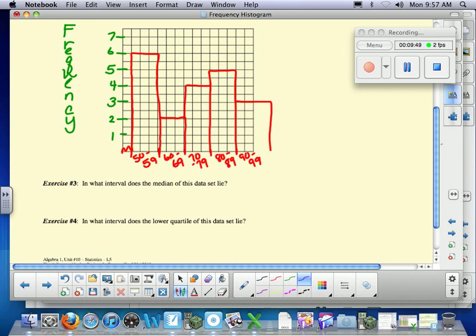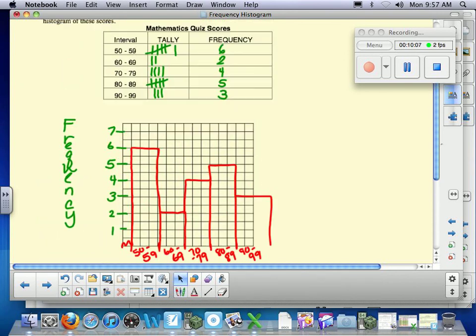So now that we have our histogram done, we can answer a few questions about this. In what interval does the median of this data set lie? Well, median implies the middle. So where's the middle of our data? You think between 70 and 79.